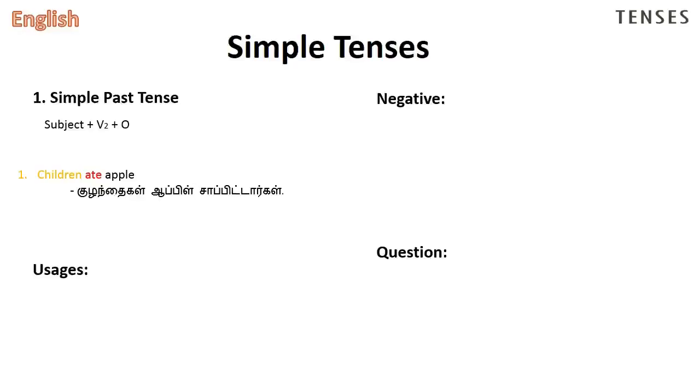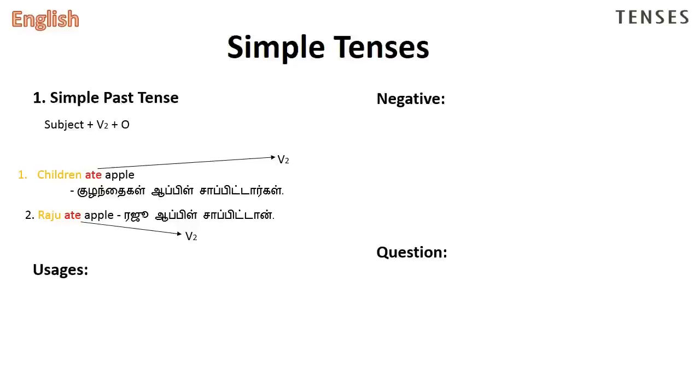Subject and did not. In simple present we saw do not and does not. Yes, here only one, did not. And then did not போட்ட பிறகு நம்ம V2 யூஸ் பண்ணக்கூடாது, வெர்போட செகண்ட் ஃபார்ம் யூஸ் பண்ணக்கூடாது. That is very important here. So you have to use verb 1. Can you understand this? Are you sure?